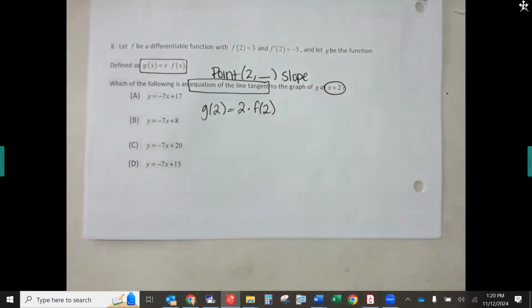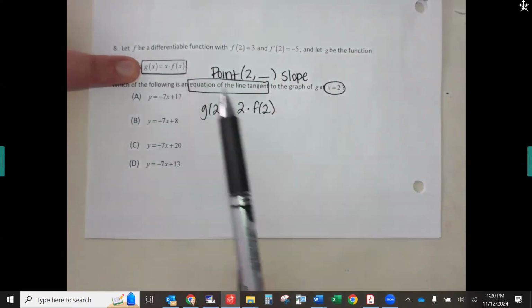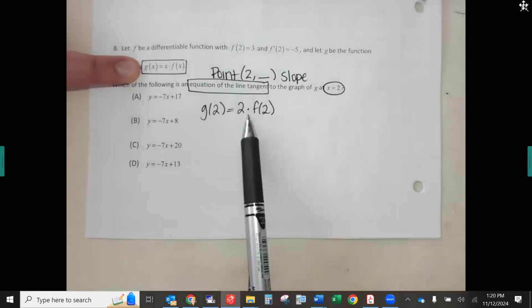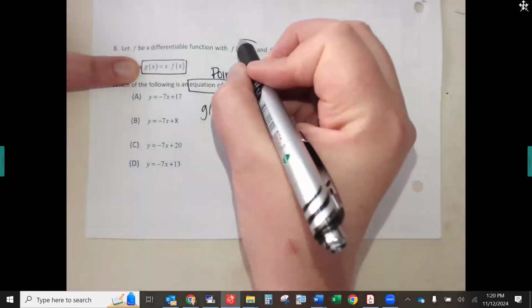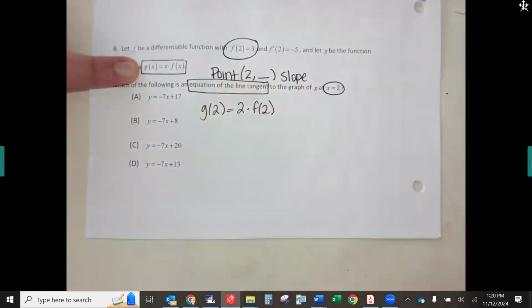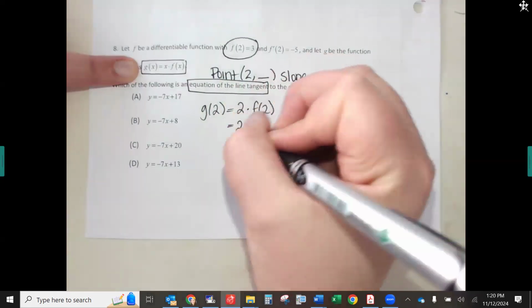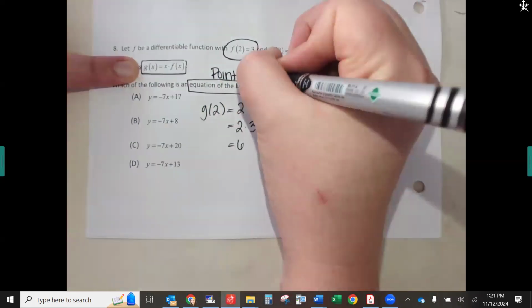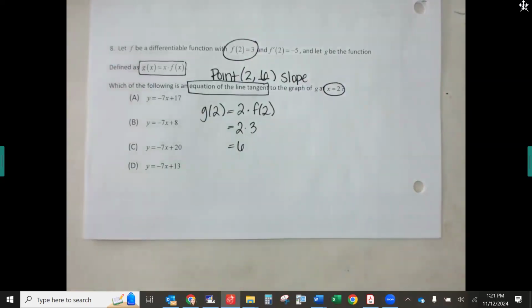Okay, look at that, see if that makes sense. We're plugging into the original g of x function. So it's going to be 2 times f of 2. Then what will I use for f of 2? What does it tell me? Hey, look right here. We want regular f of 2. It's how much? 3. And what is 2 times 3? 6. So my y value is 6. So 2 comma 6.